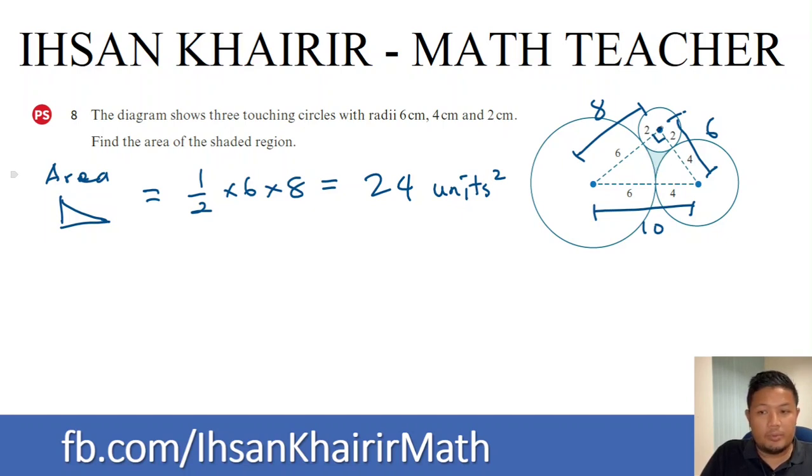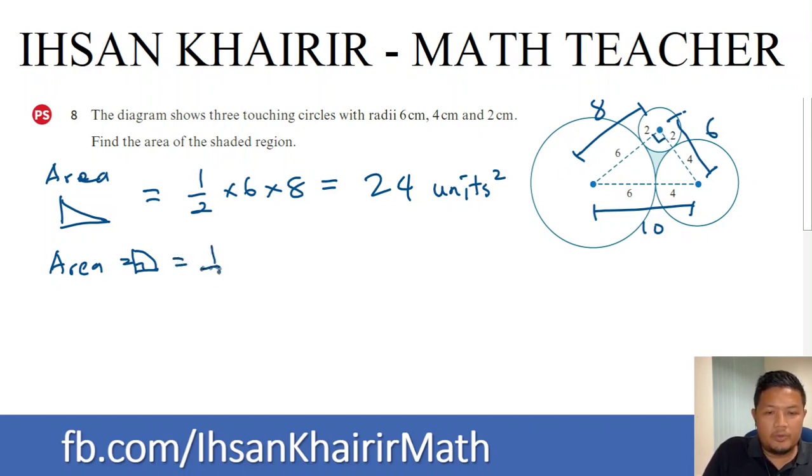Now the easiest one would be this small sector here. The area of the small sector, because it's a quarter circle because of the right angle in the triangle there, would be 1 over 4 times the area of the whole circle. So 1 over 4 pi r squared, with r being 2, so 2 squared is 4, the 4 and 4 cancel out, and we get pi units squared.